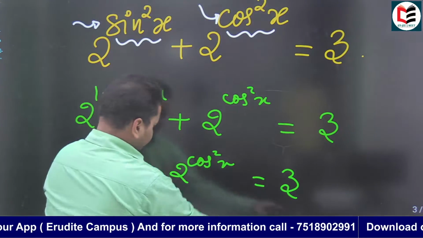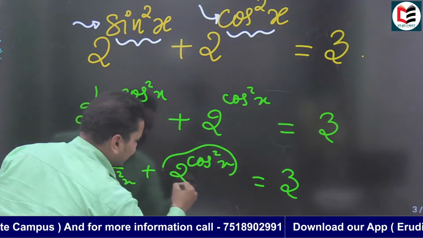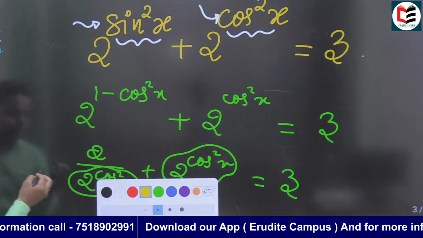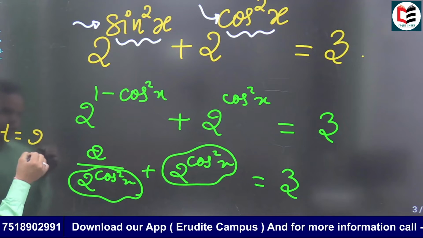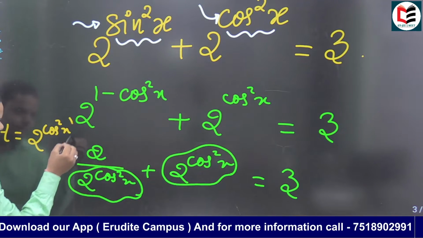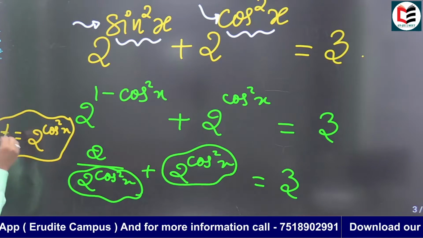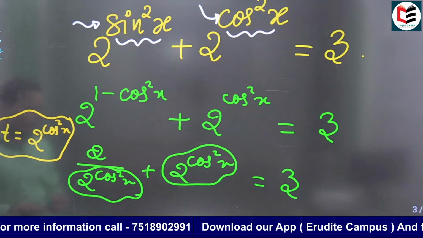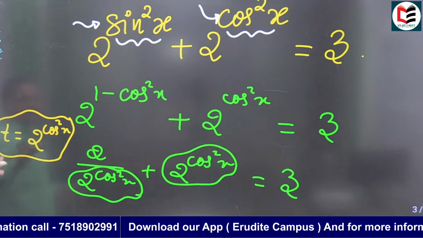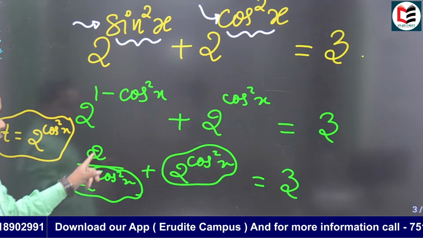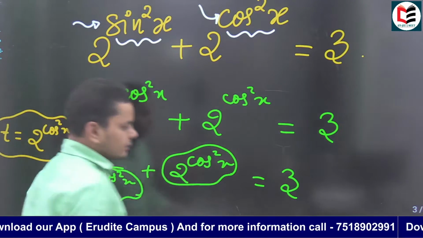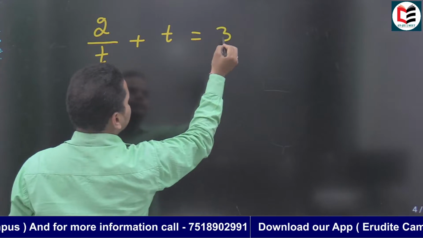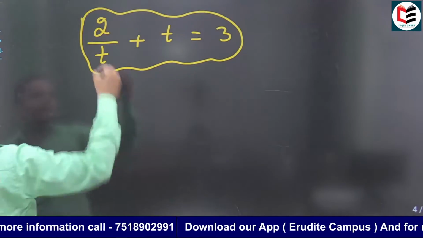Okay, now here you are seeing that this is 2 to the power cos square x and this is also 2 to the power cos square x. If we substitute t equal to 2 to the power cos square x, then what will happen? Nothing will happen, only the difficulty will be less. After substituting t equal to 2 to the power cos square x, we get 2 upon t plus t equals 3. Now our difficulty for that equation has reduced.